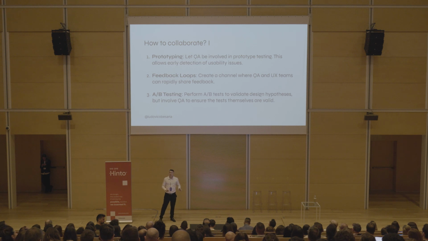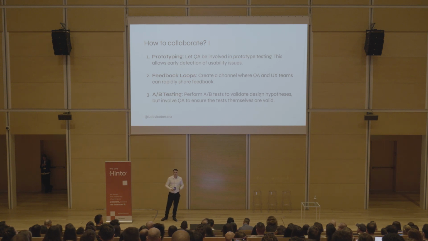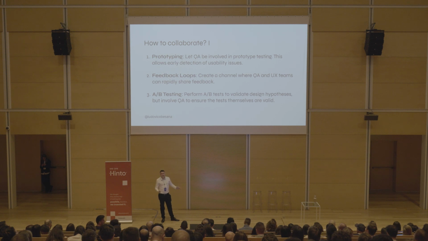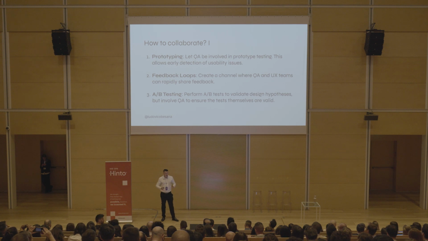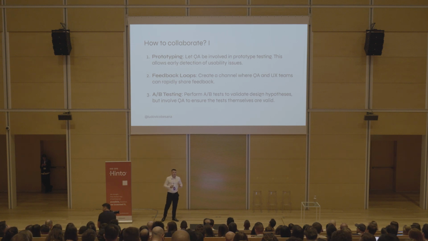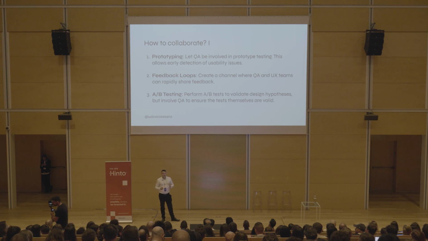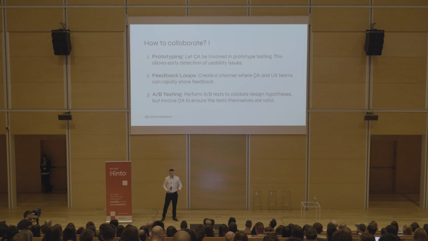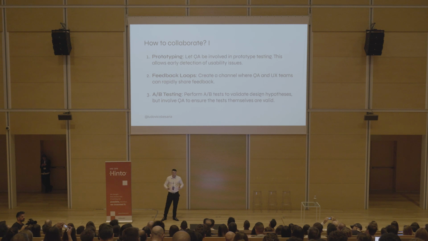So how can we collaborate? The first point is prototyping. When you are prototyping your designs, let QA be involved. Open Teams or Meet and call a QA. Do it with him or her, because they can find possible issues in your design and give you some good feedback. Also, create channels where you can chat with these QAs and get feedback as well. And let QA try the A/B test.